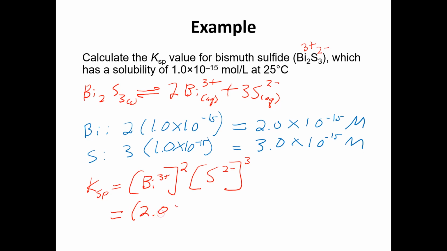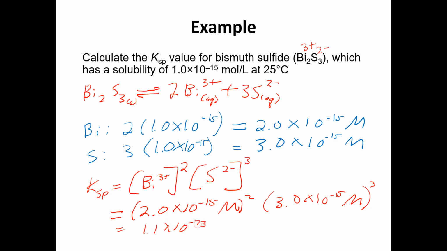So if we plug in the concentration that we came up with for bismuth and the concentration that we came up with for sulfur, if you take 2.0 times 10 to the negative 5 squared times 3.0 times 10 to the negative 5 cubed, you should come up with 1.1 times 10 to the negative 73 for your solubility product. So it's a pretty low number, which means that bismuth sulfide is not going to be very soluble in solution.